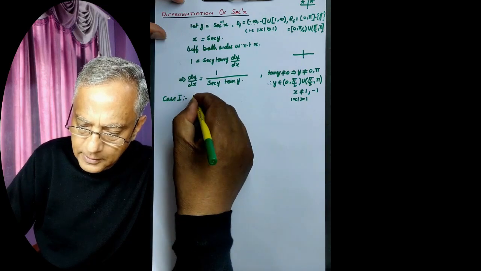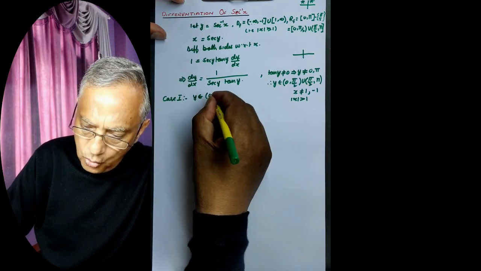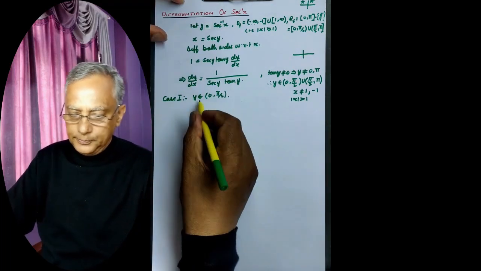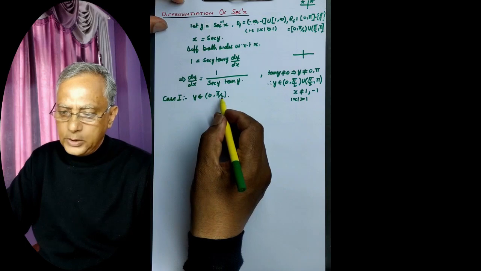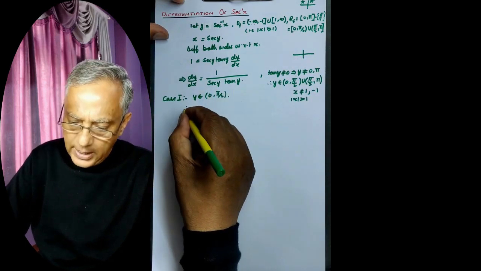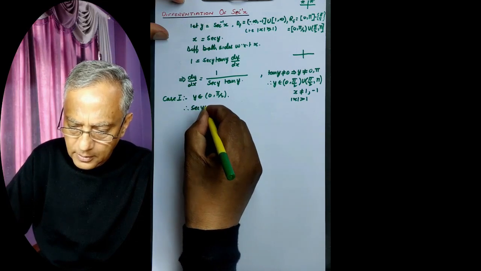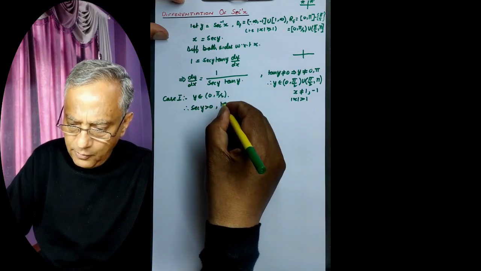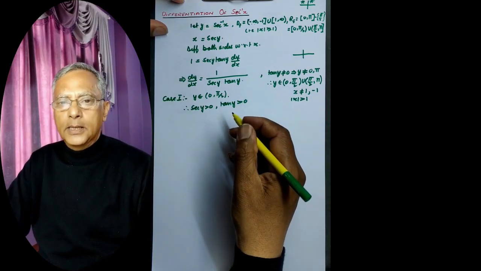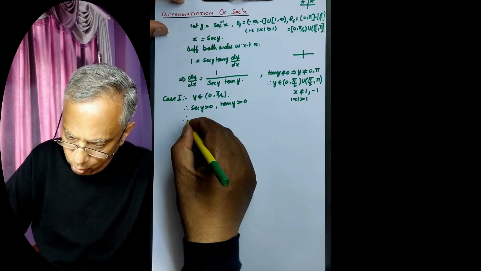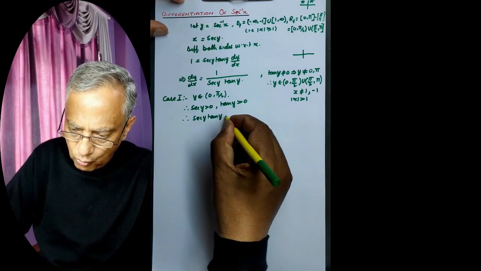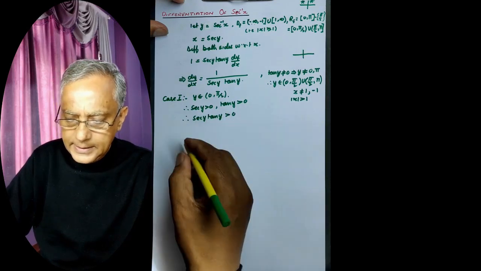Case 1: y belongs to 0 to pi by 2. That is, y belongs to the first quadrant. In the first quadrant, secant y is positive and tangent y is also positive. Therefore secant y tangent y is greater than 0.